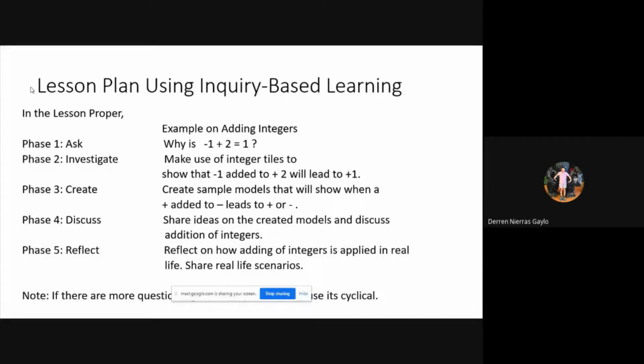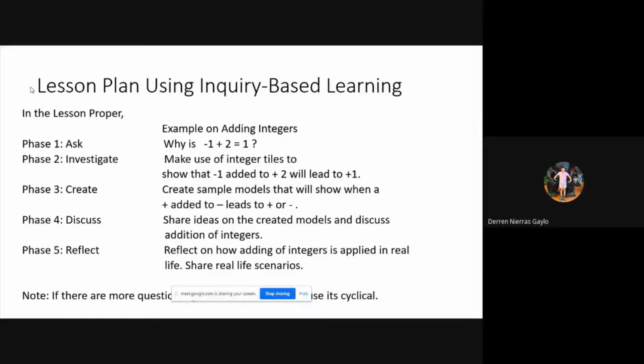So in the lesson proper part, the strategy should be indicated. So since our strategy is inquiry-based learning, and inquiry-based learning has different phases as investigate, create, discuss, and reflect, that's what will be placed in the lesson proper. So the first that we do in the lesson proper is ask. So I have here an example on adding integers. Why is negative 1 plus 2 equal to 1? So this is the ask activity. So you generate, solicit ideas from the students.